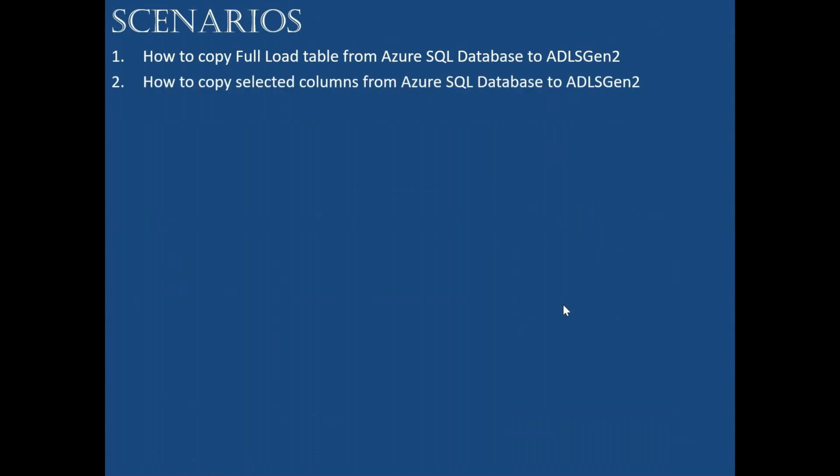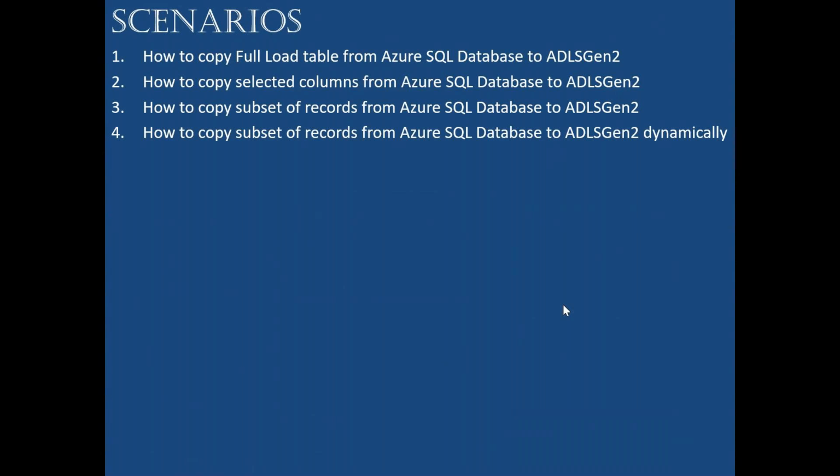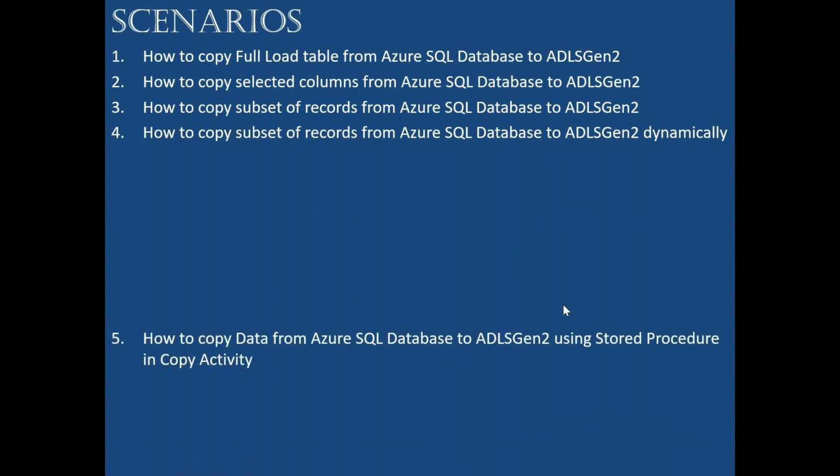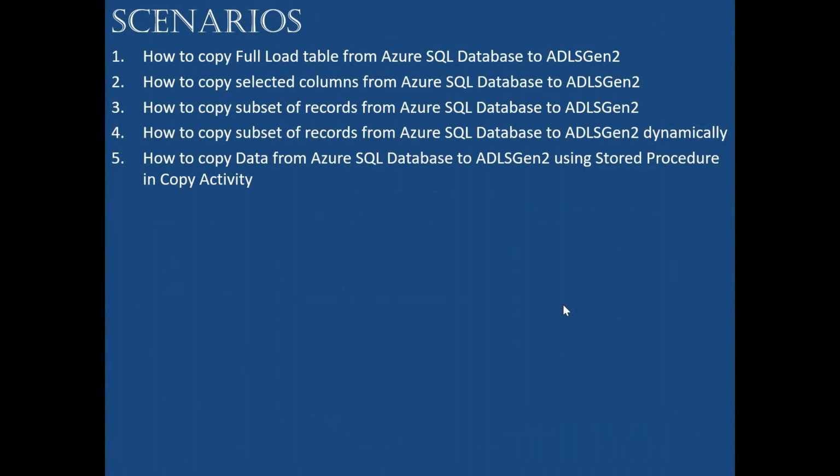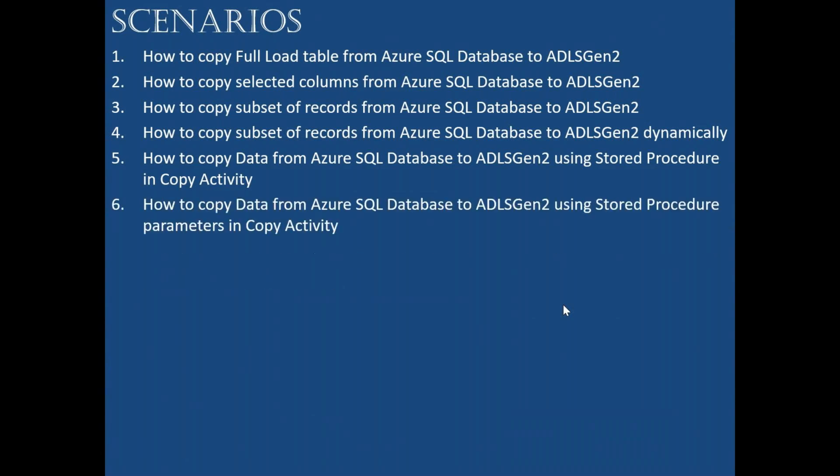Overall, in all scenarios, using the table option, full load data I'll load. Using the query option, I'll load selected columns. Using a query, I'll be taking a subset of data. Again, a subset of data I'll be taking using the dynamic query. Stored procedure, basic stored procedure. This is a parameterized stored procedure. These are the 6 scenarios we will discuss.